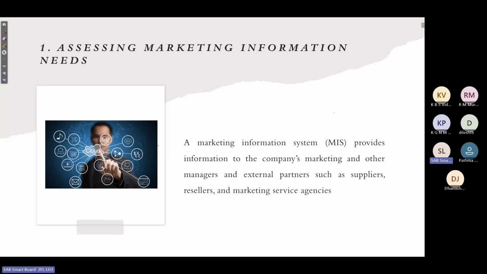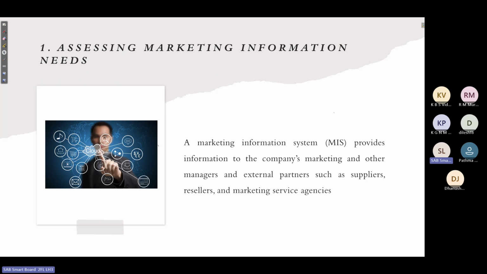Assessing marketing information, right? How we need to assess. The marketing information system provides information to the company's marketing and other managers and external partners such as suppliers, resellers, and marketing services. Right? So I told you this information requirement can be either from internal parties or external parties, or the people internally or externally.